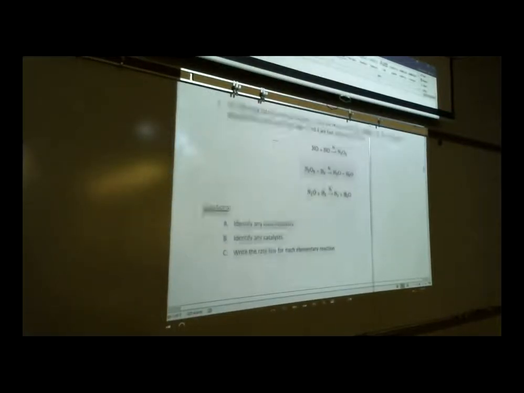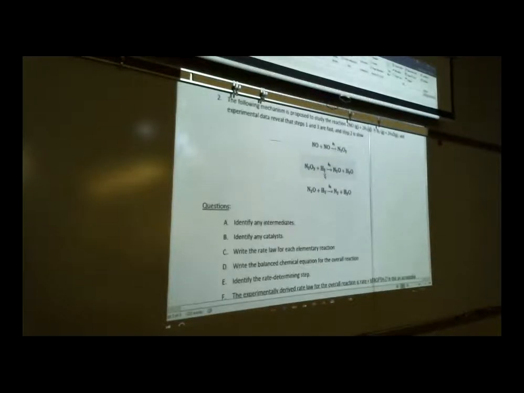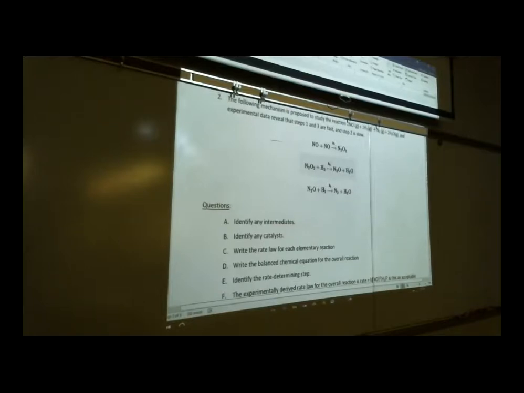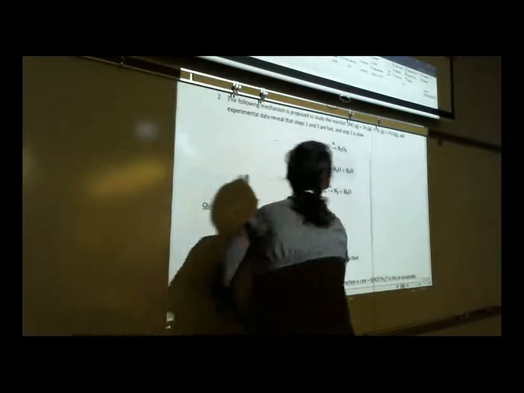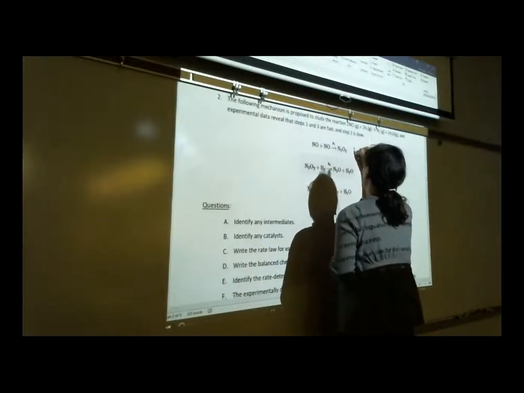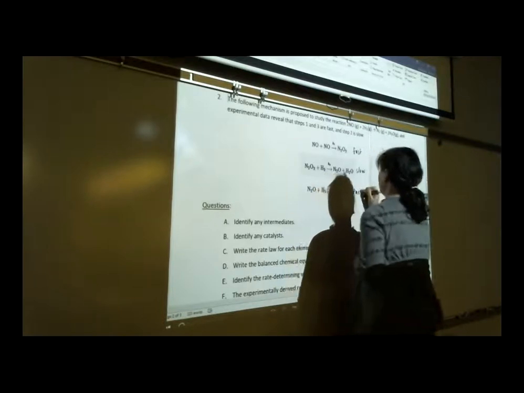Here's problem number 2. I'm just going to go ahead and put it on its own page so that I've got plenty of room. Okay, the following mechanism is proposed to study this overall reaction. Experimental data reveal that steps 1 and 3 are fast, and step 2 is slow. So, fast, slow, fast. Okay.